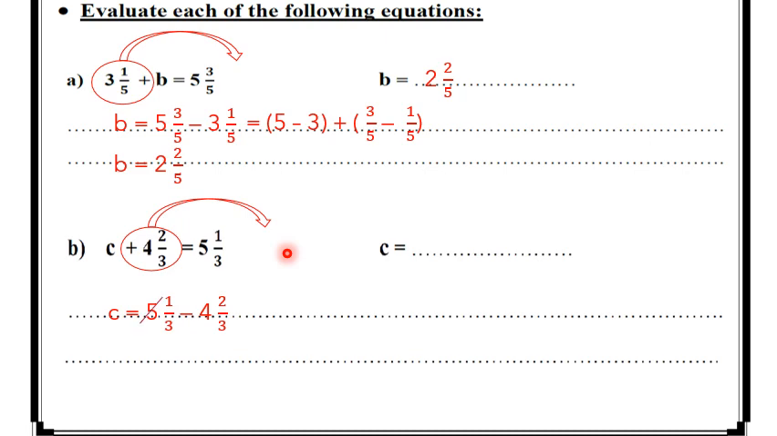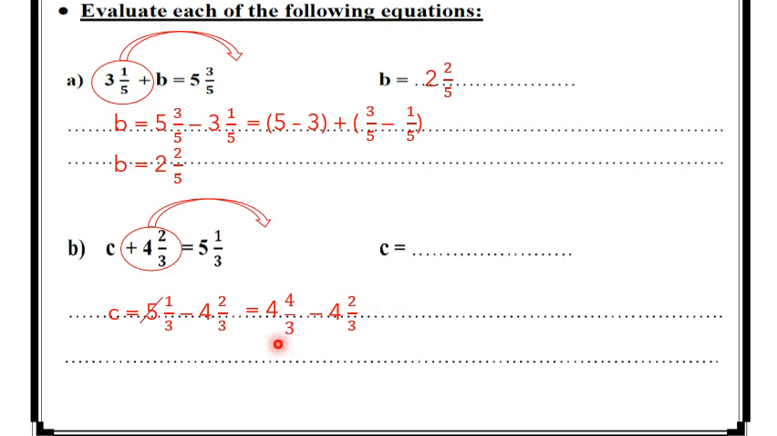Now here 5 minus 4 I can, but 1 minus 2 I can't. So I will cross 5 to borrow 1. 5 will be 4. And I will give here 1 whole in the form of 3 over 3 according to the denominator. Here the denominator is 3, so I will give it 3 over 3. So 5 will be 4, and 1 plus 3 equals 4 over 3, minus 4 and 2 over 3.